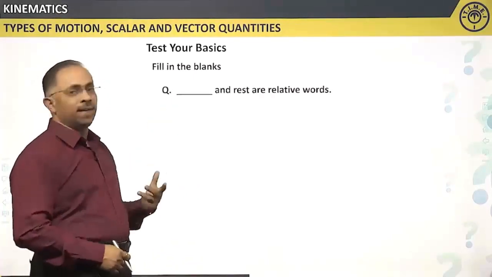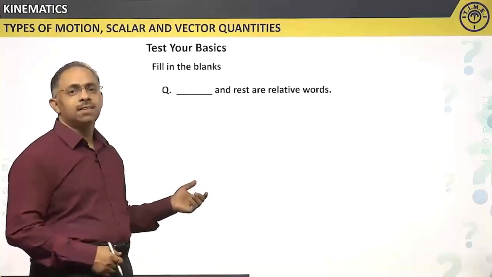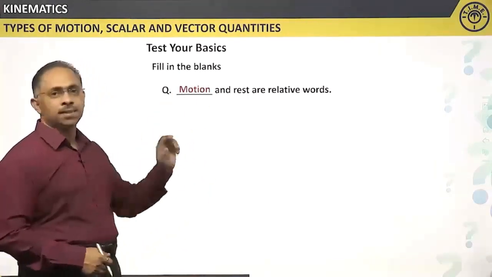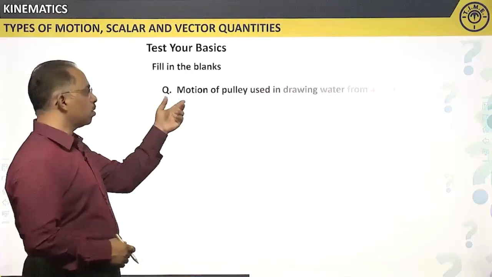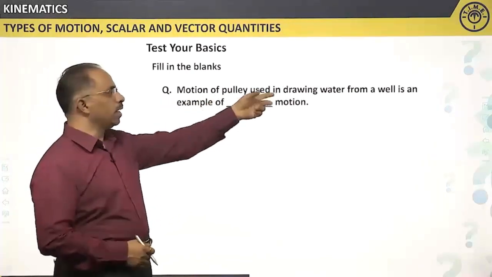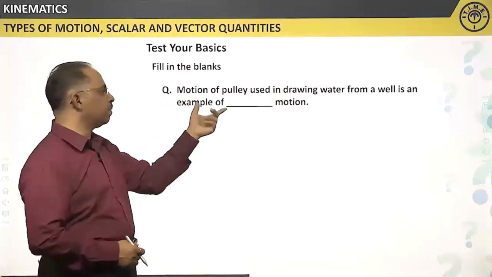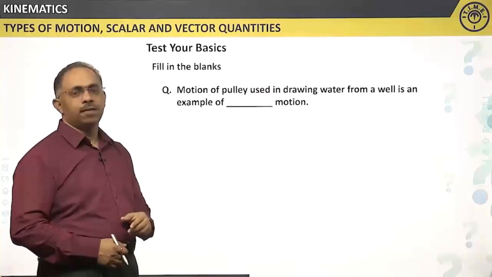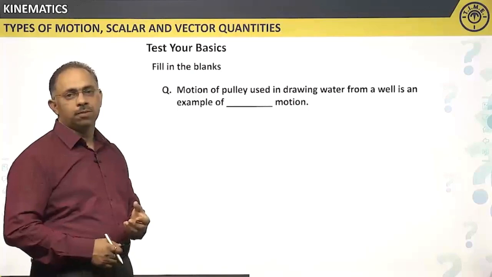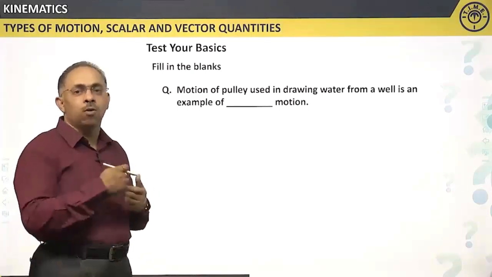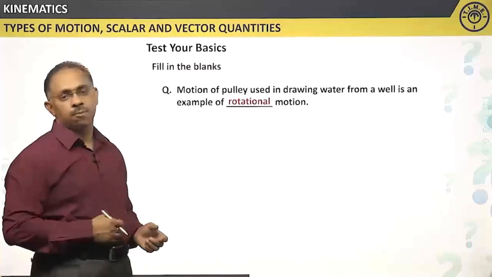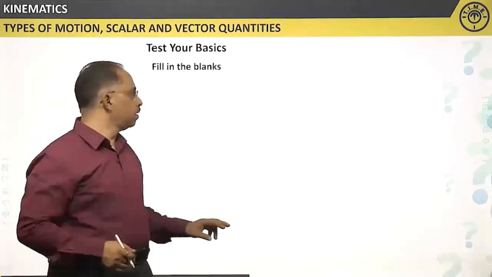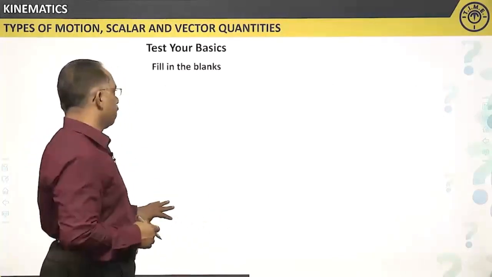Let us move on to the next question. Dash and rest are relative words. Very clear. So, this is the motion. Motion and rest are relative words. Let us move on to the next question. Motion of a pulley used in drawing water from a well is an example of dash motion. So, how does the pulley move when you are drawing water? Yes, it is an example of rotational motion. Clear? Let us see the next question on screen.